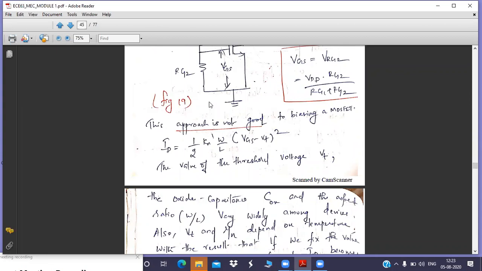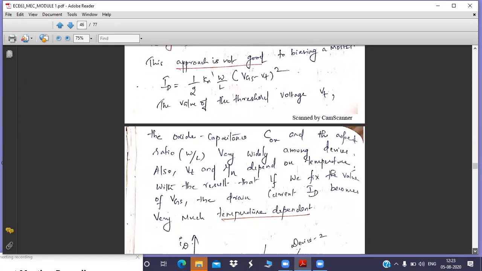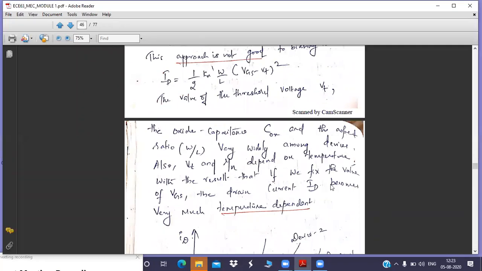Now, the basic drawback is that this particular biasing technique is not good. The reason is that, please read this reason thoroughly. This is very important. Why are we not preferring this biasing technique? Which kind of biasing is this? Biasing by fixing VGS. We will be using this technique only rarely. We are not preferring this technique because it has its own drawbacks and issues.